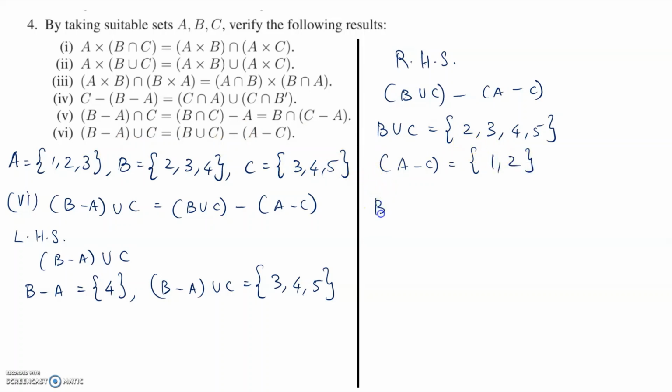Next, B union with C minus A minus C. So all the items that are in B union C, but they should not be in A minus C. So 2 is common to both. So remove 2 from B union C, your answer will be 3, 4, and 5. Therefore, LHS equals RHS, hence the proof.